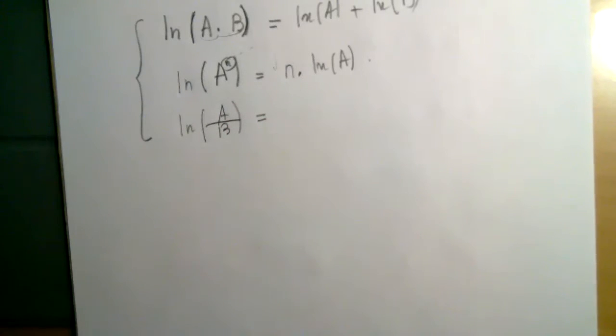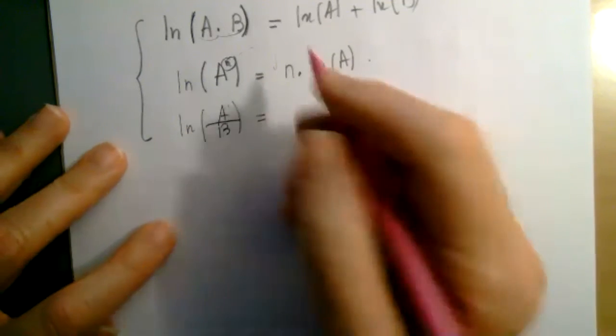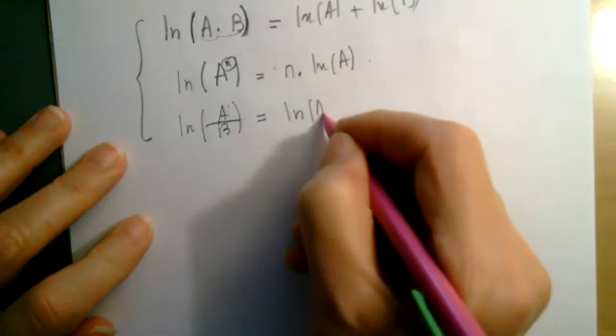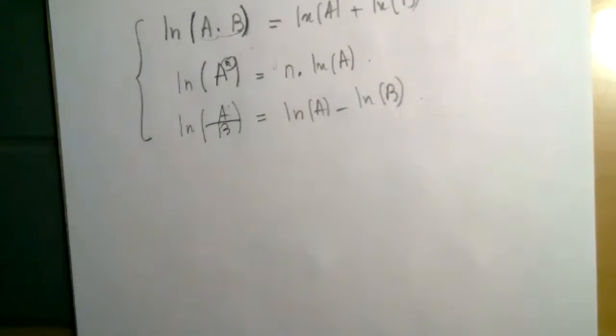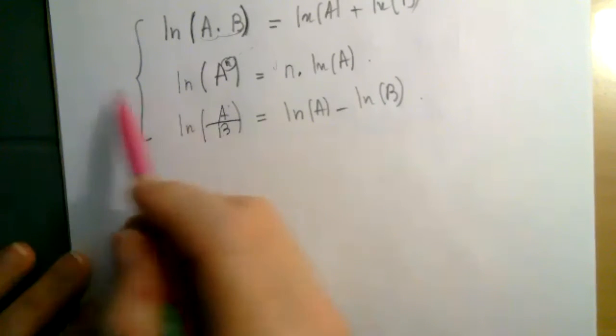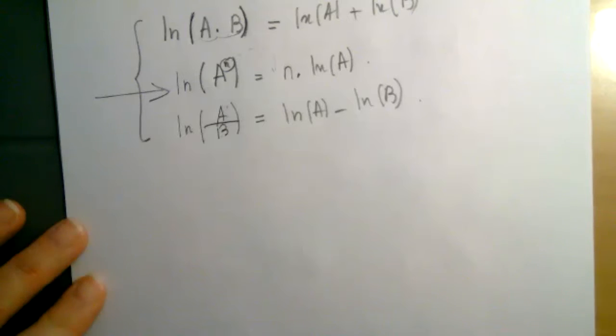The last one we worked with is what happened to the ratio. You have two numbers, a and b. You divide them, you have a new number. What's the ln of the new number in terms of the ln of a and b? ln of a minus ln of b. We're going to use those properties today, especially this one. That's why I wanted to remind you of those properties.